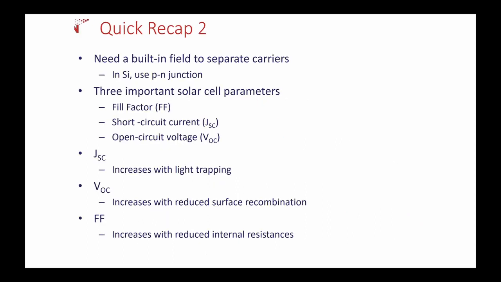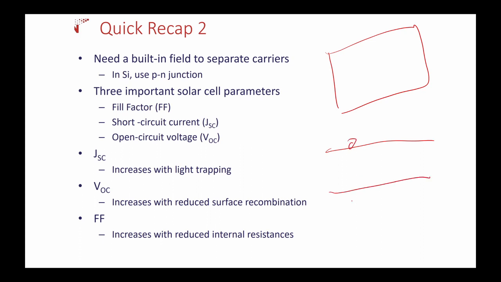Now just a quick recap. Initially we had a piece of semiconductor. This was the conduction band, this is the valence band, and electron hole pairs were generated, this is an electron, this is a hole, as soon as we shine the light.